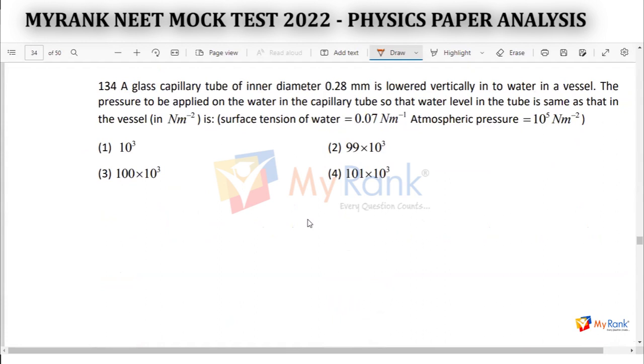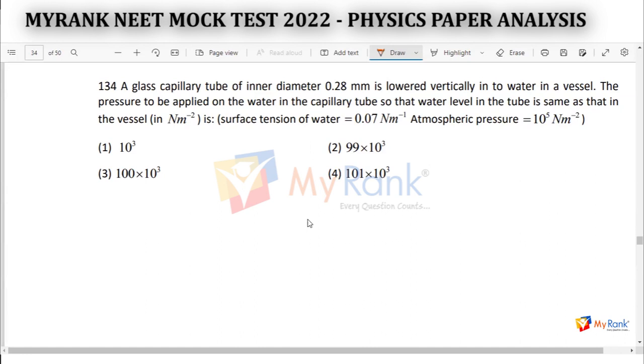134th. A glass capillary tube of inner diameter 0.28 mm is lowered vertically into water in a vessel. The pressure to be applied on the water in the capillary tube so that the water level in the tube is the same as that of the vessel is asked.